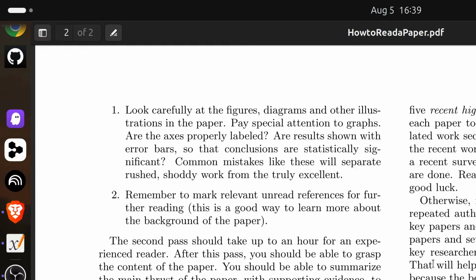Otherwise, in the second step, find shared citations and repeated author names in the bibliography. What is a bibliography? A bibliography is a list of the books and articles that a writer used when they were writing a particular book or article. Okay, this is a bibliography, guys.